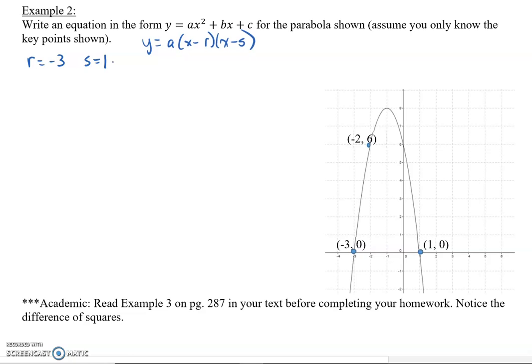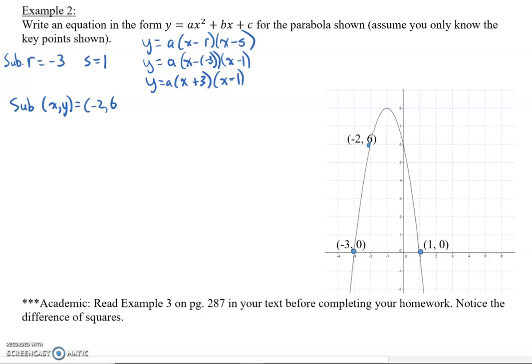And so if those are the two zeros, x-intercepts, roots, those are all the names for those, then we can sub them in. That's going to give us y equals a times (x minus -3). Some of you would jump ahead and just write +3, but just so it's clear, I'm putting it as minus -3. So that's y equals a times (x plus 3)(x minus 1). And now we want to sub in the other point, (-2, 6).